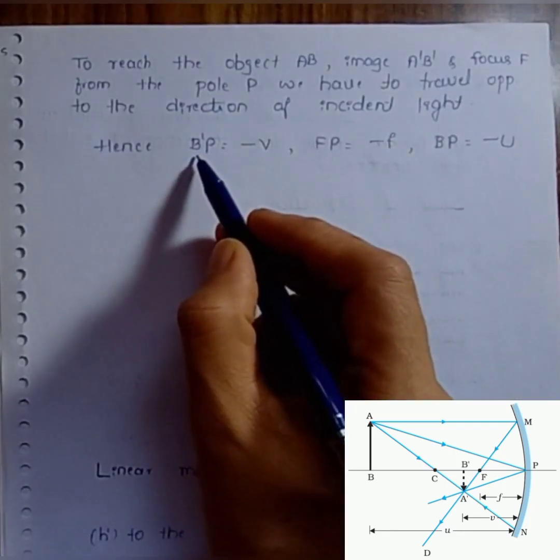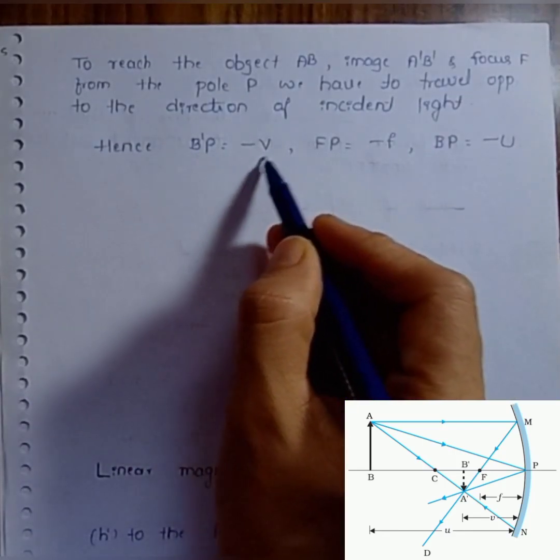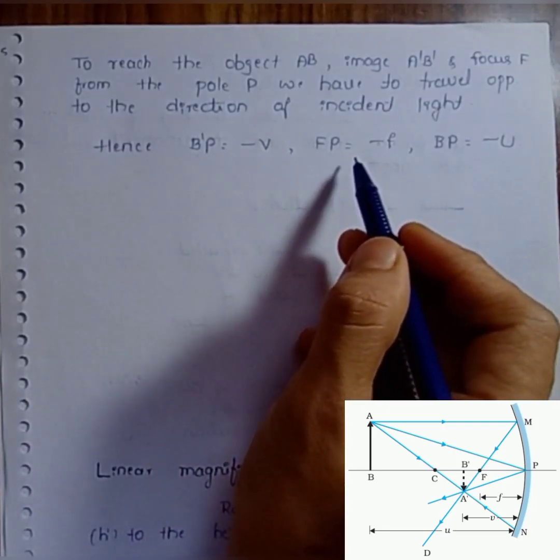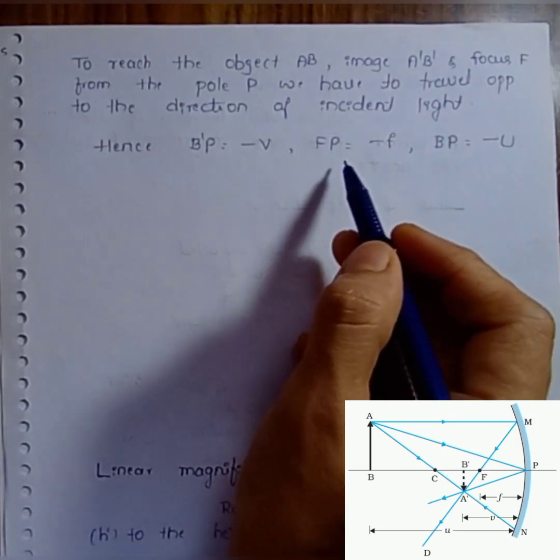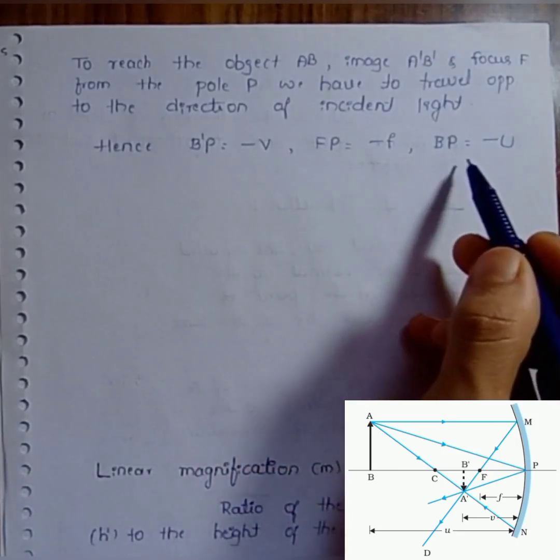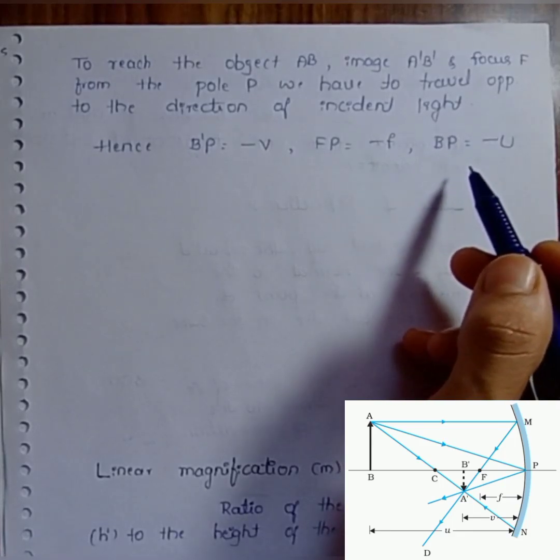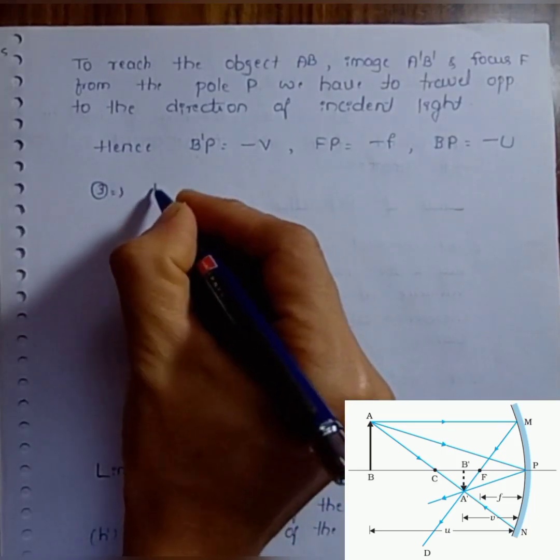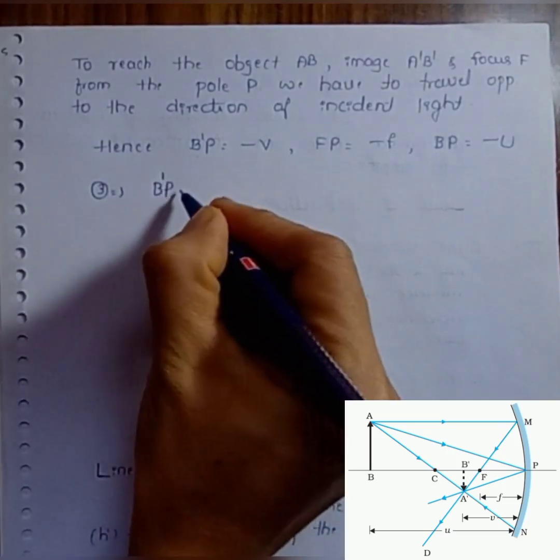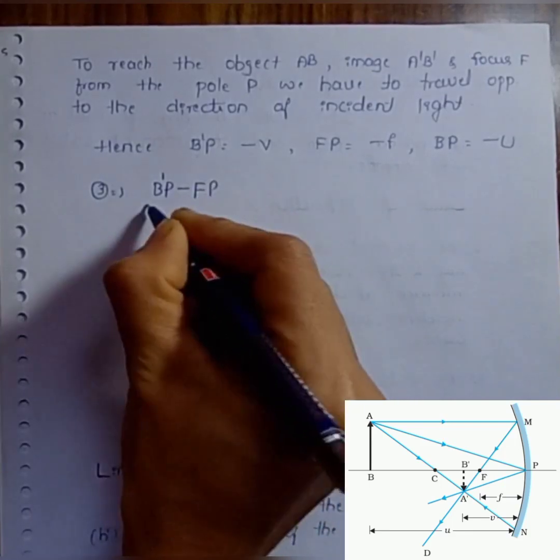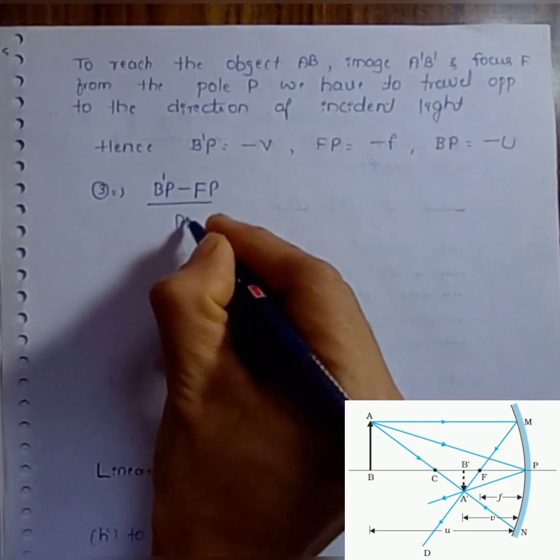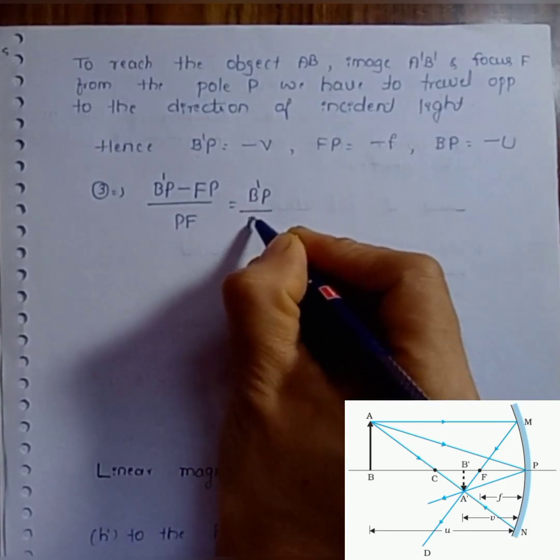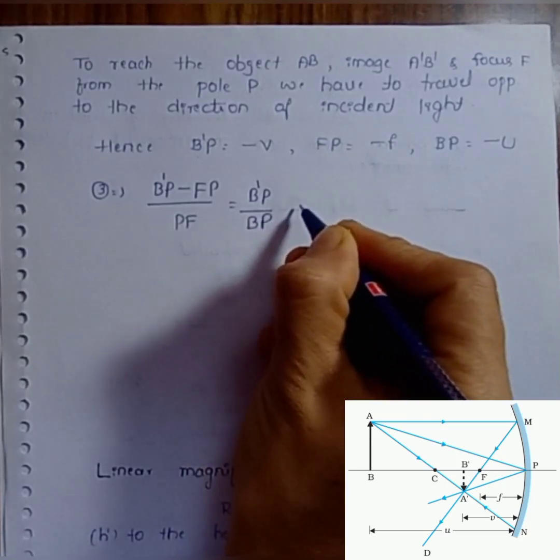Hence B'P is equal to minus v, and FP, that is the focal length, is also opposite to that of incident light, so we take minus f, and BP is equal to minus u. Now equation 3 can be written. Which one is equation 3? B'P minus FP divided by PF is equal to B'P divided by BP. This one is equation 3.